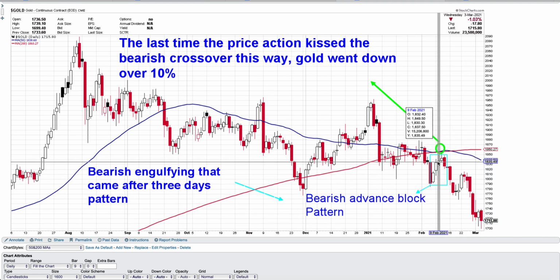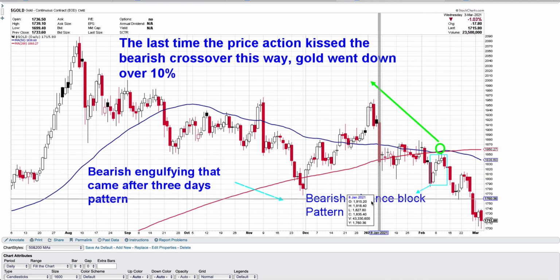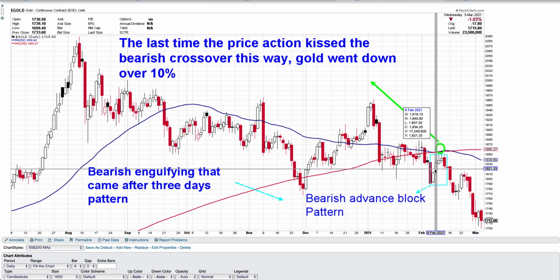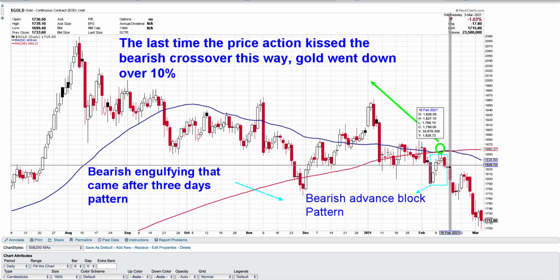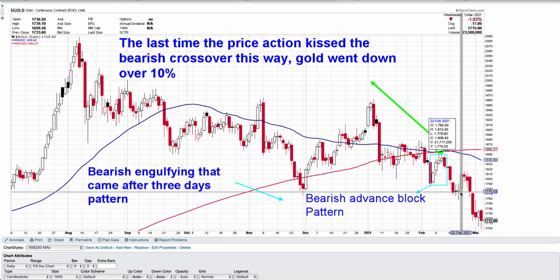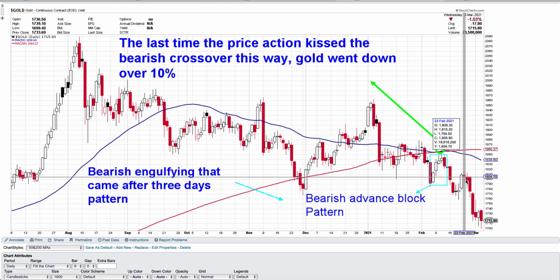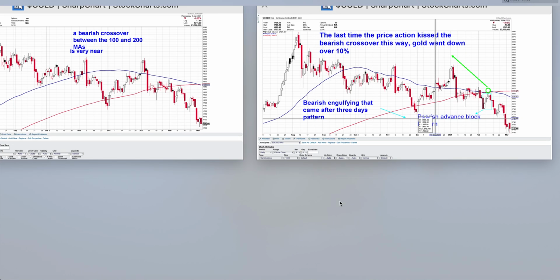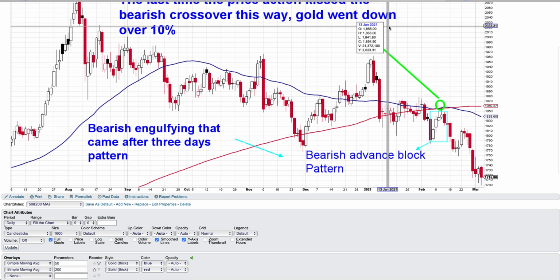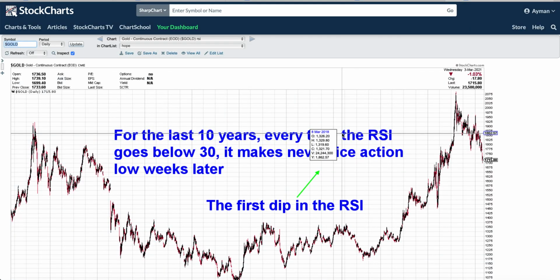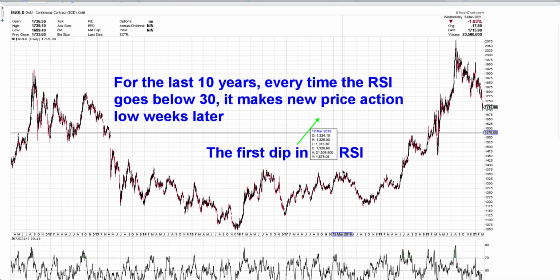So what happened at that time? We had a bearish advanced block pattern, which is this 3-day formation, and the bearish engulfing confirmed that, and we had confirmation after that. We tried to rally and sold. So what do I see here? I see a continuation to the downside too.